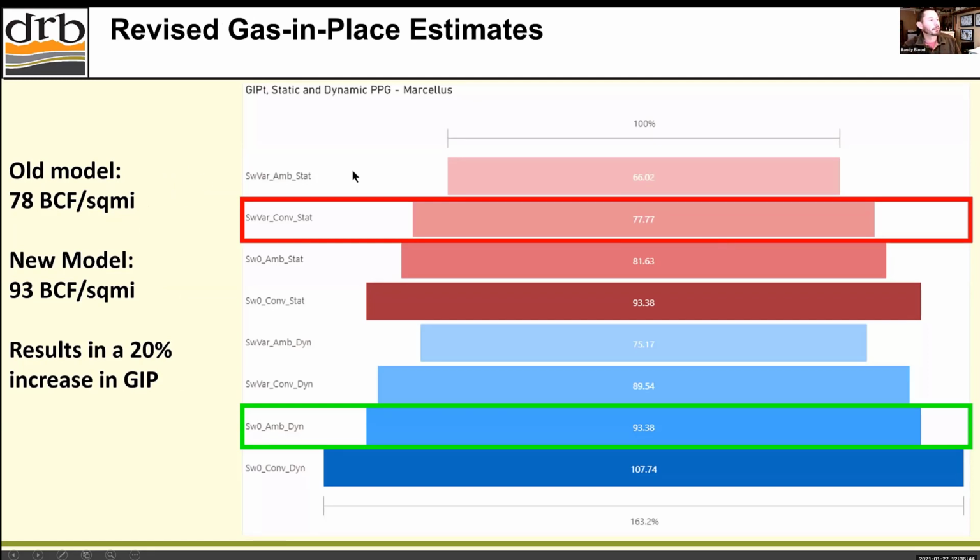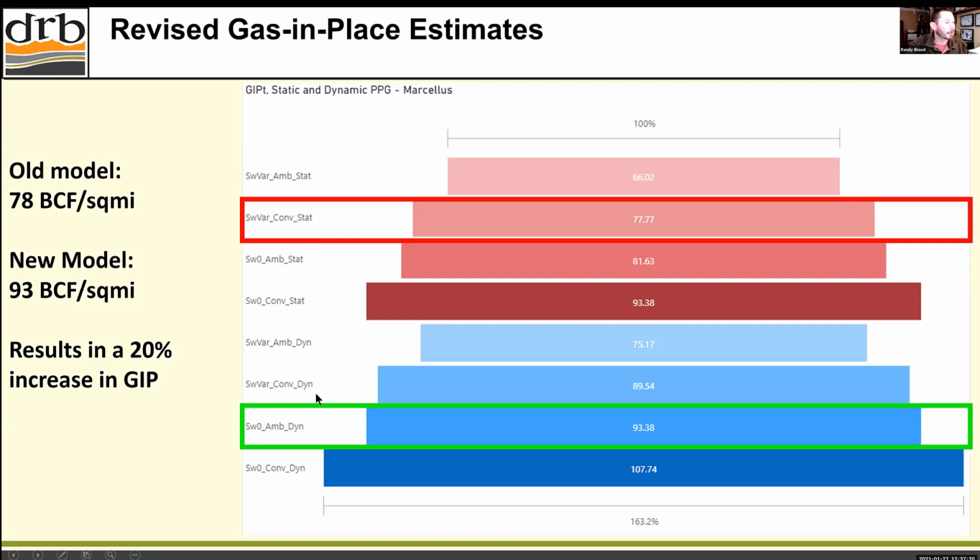So if we take these considerations, and this is just a random example of a well that I pulled, when we use the old methodology, which is this here, which is using a variable water saturation, so we're assuming the water saturation is real. We are using the conventional method of free and adsorbed gas in place. We're not using the Ambrose correction, and we're using just a static reservoir pressure gradient, like a 0.72 or whatever. We get about 78 BCF per square mile.